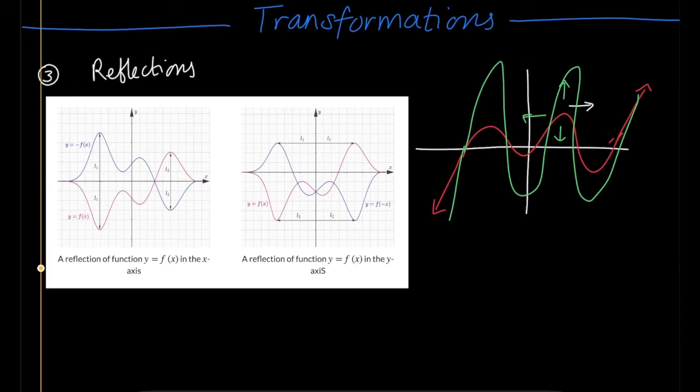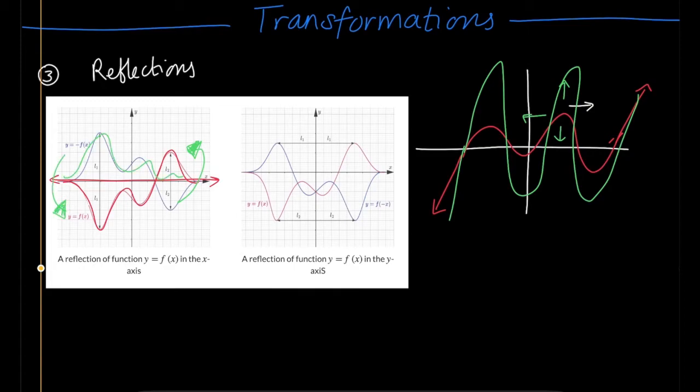We can see the graph on the left over here, that the reflection of function y equals f of x is in the x-axis, meaning so if this was the original function, and if it's reflected in the x-axis, which is this, obviously, it's just going to flip that way. Or if the original function was like this, then it would have flipped that way.